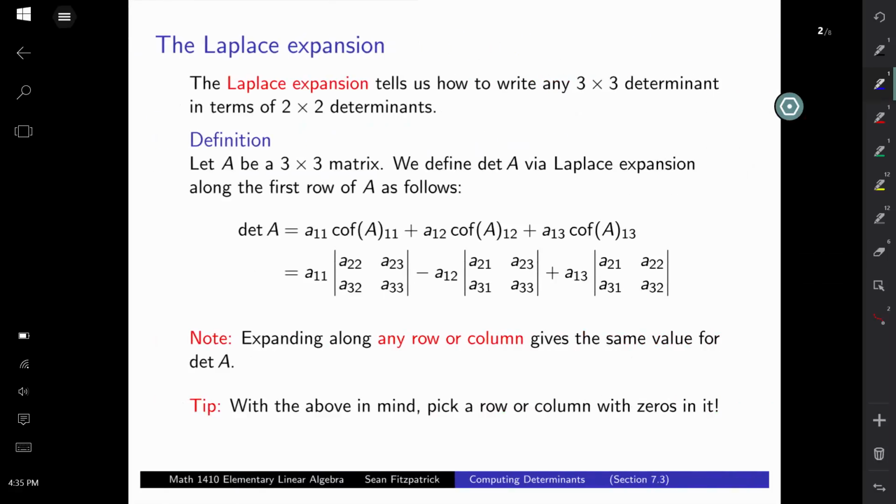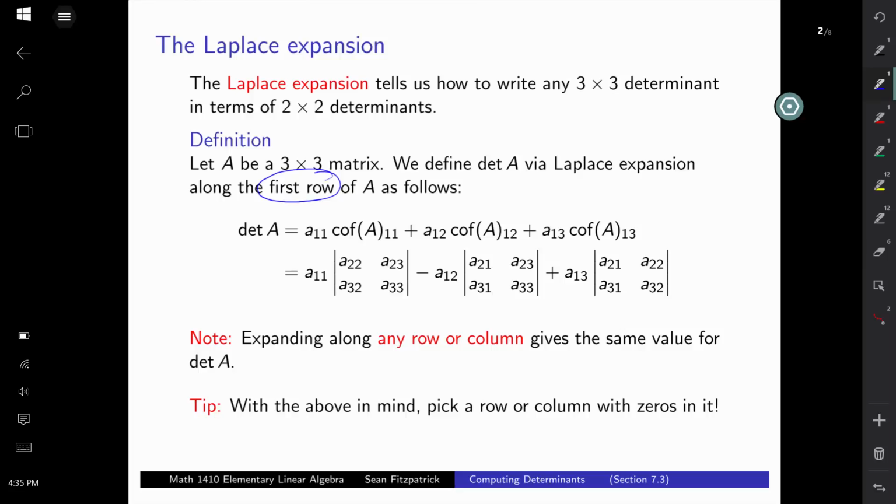So the way we do this is we use what's called the Laplace expansion formula, or the cofactor expansion. Now, the official definition of the 3 by 3 determinant is that you expand along row 1. Okay, it's the expansion along the first row. So you do the (1,1) entry times the (1,1) cofactor plus the (1,2) entry times the (1,2) cofactor plus the (1,3) entry times the (1,3) cofactor, right?